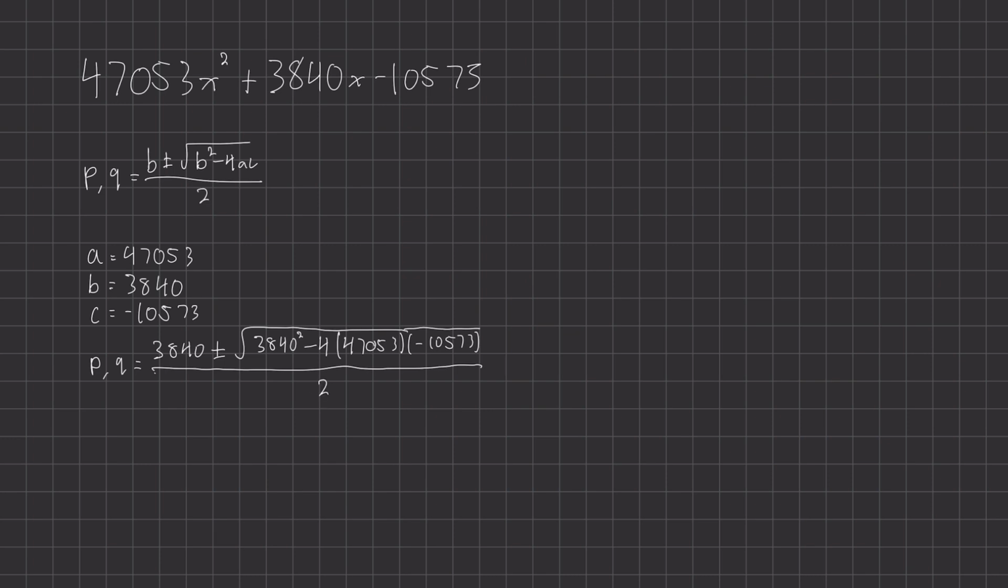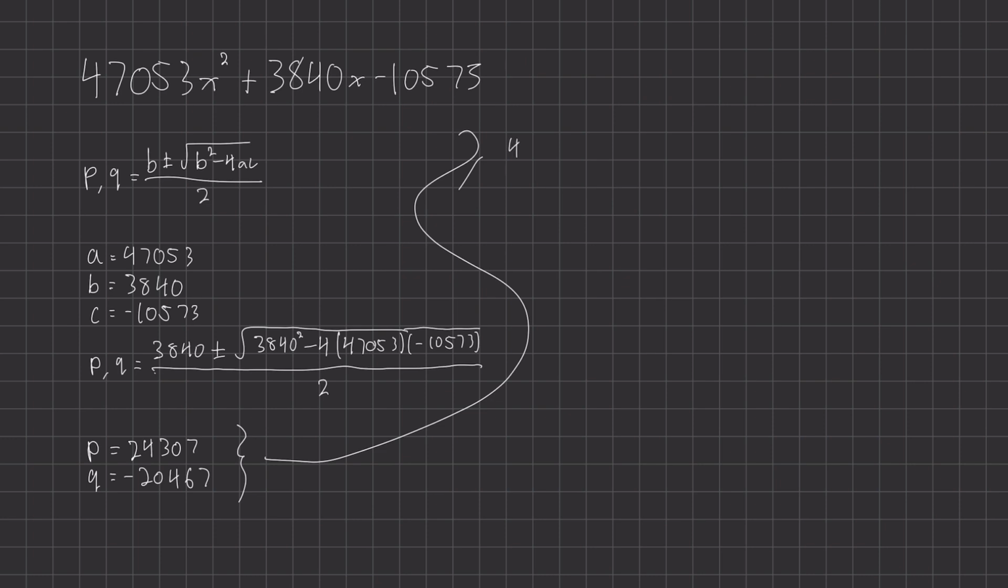And from this, we get two numbers because there is a plus minus. It doesn't matter which order you do it in. We'll just say p is our plus version and q is the minus version. If you use a calculator, you'll get that p is equal to 24,307 and q is equal to negative 20,467.